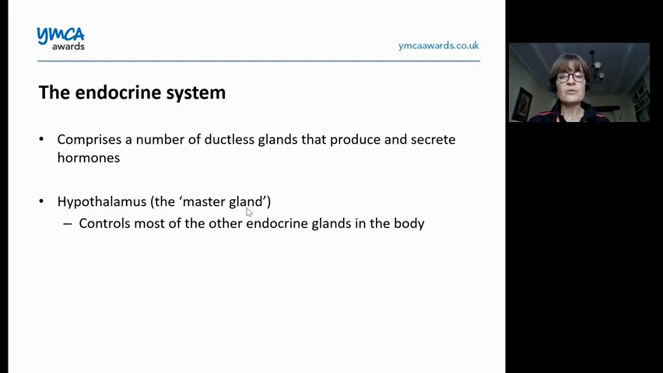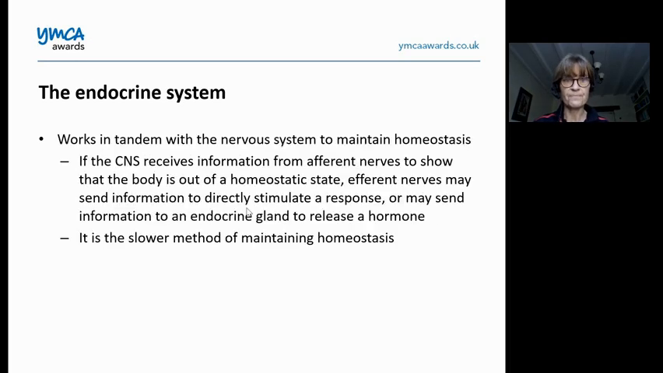There's one gland that's known as the master gland, and that's the hypothalamus, which has control over a number of the other endocrine glands in the body. For example, when blood sugar levels are out of kilter, that will be recognized in the hypothalamus. The hypothalamus will then send messages to the pancreas, which releases the hormones insulin and glucagon to bring those blood sugar levels back to normal. So that's an example of how the hypothalamus is a sort of master controller gland.